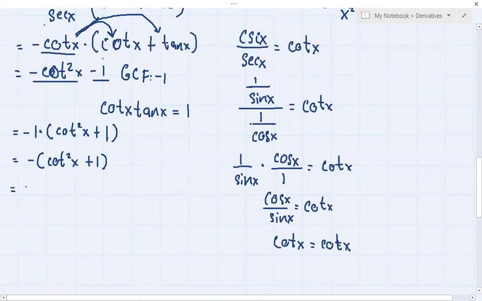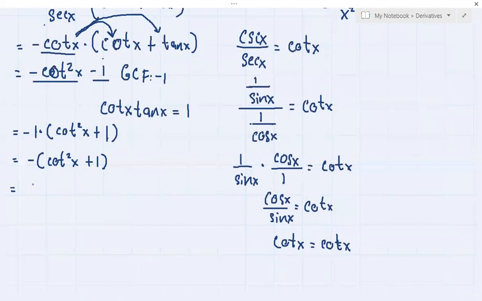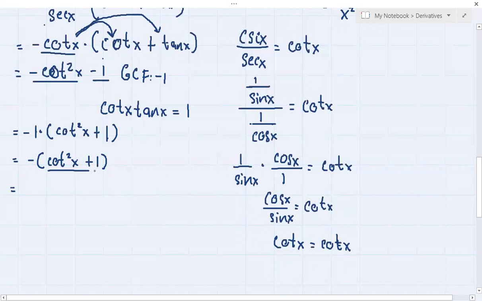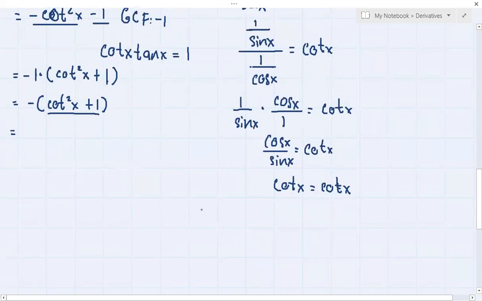Now, pwede na ba to as your final answer? Well, yes, pwede naman. Pero there's one more thing that we can do in order to get our simplified answer. This one, if you're going to recall, cotangent squared of x plus 1 is equal to cosecant squared x. Okay? Kahit na baliktarin mo si 1 at saka si cotangent squared x, yung position nila, it's still the same. Okay? It's still equal to cosecant squared x.